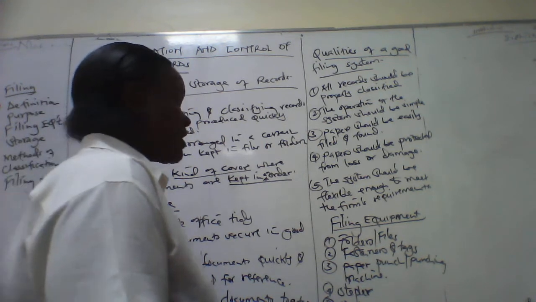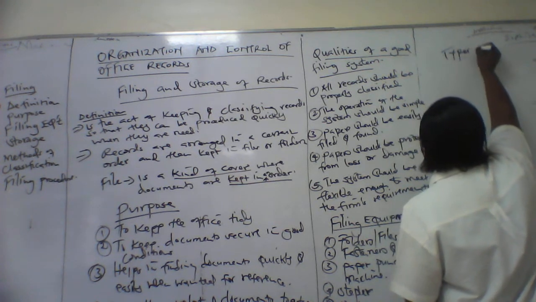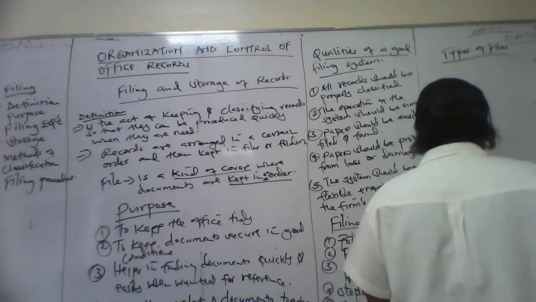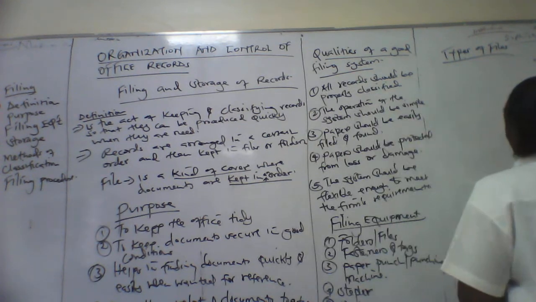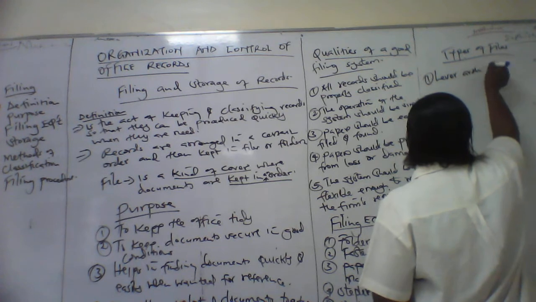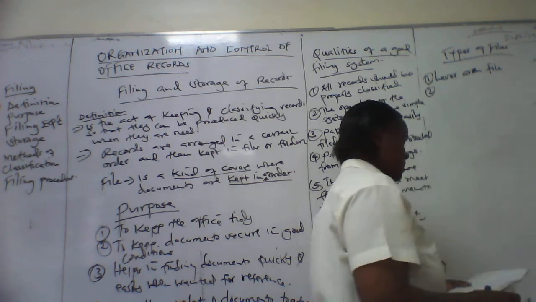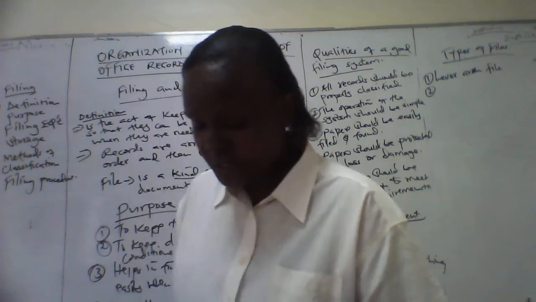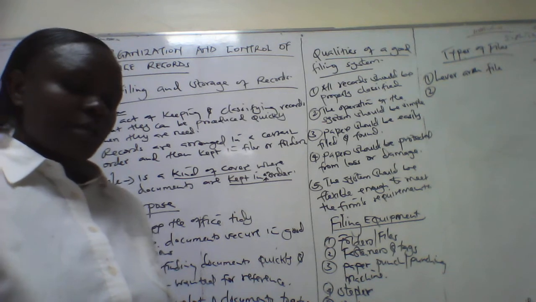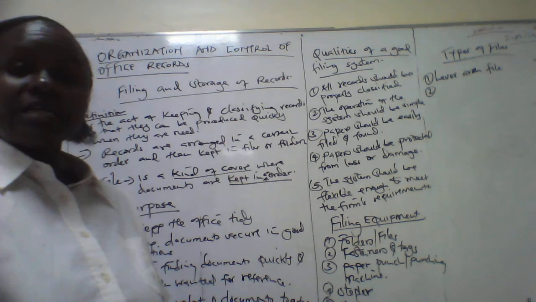Let us look at the types of files. We have so many files or file covers, but you can look at a few of them. We have the lever arch file. It is used to secure papers on two arch-shaped metal rods which open and close by lowering a lever. In this file only a single sheet can be removed and inserted.